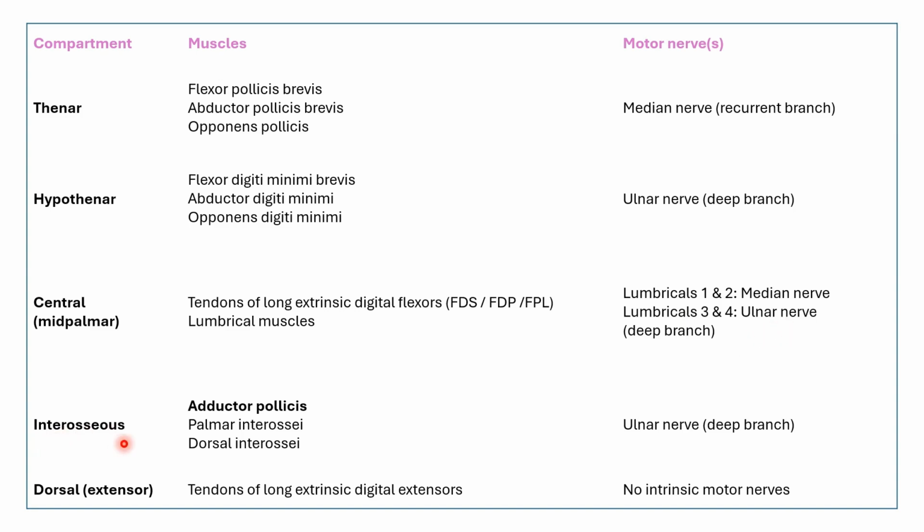Interosseous compartment contains three muscles: adductor pollicis, palmar interosseous and dorsal interosseous, innervated by the deep branch of the ulnar nerve. Dorsal or extensor compartment contains tendons of long extrinsic digital extensors in the forearm, so no intrinsic motor nerve supply in the hand, because these extrinsic extensors are innervated by the radial nerve in the forearm.